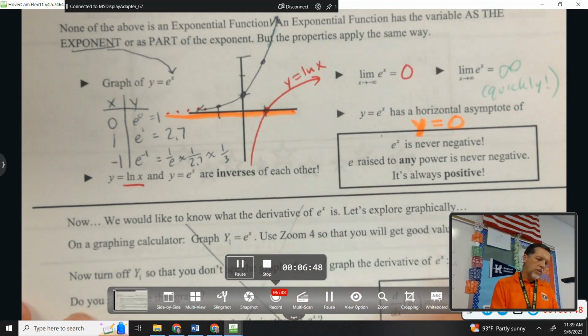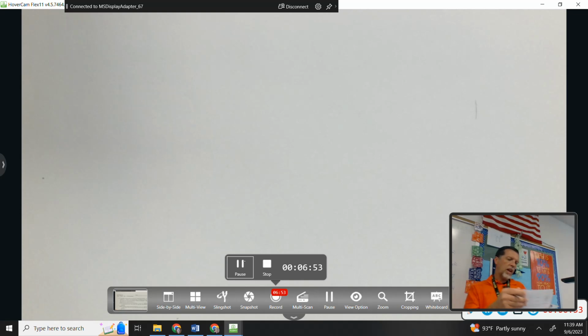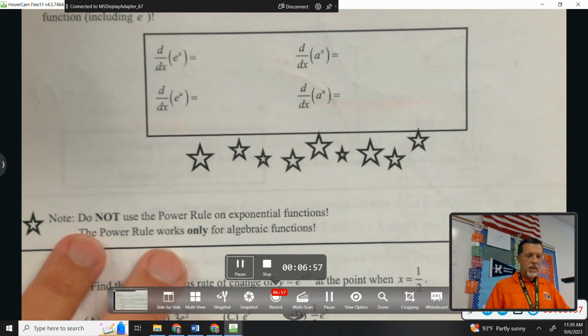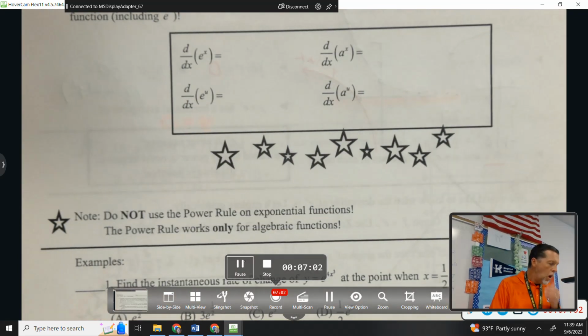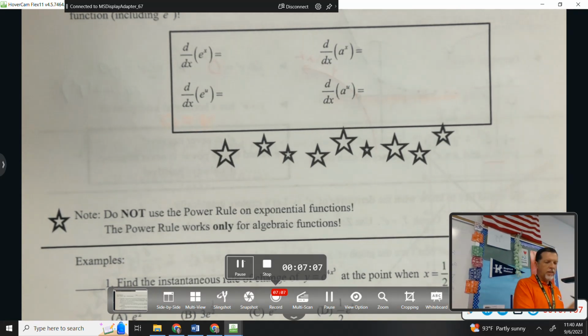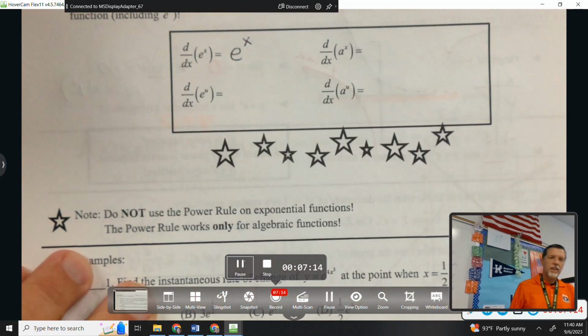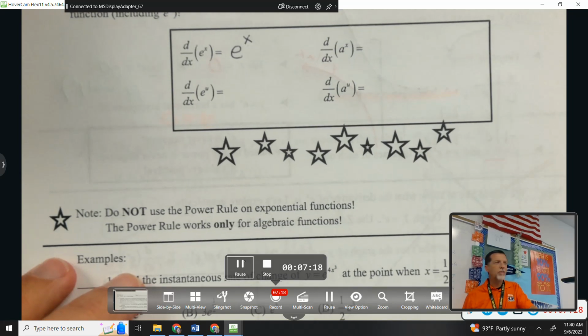All right, we're going to skip over the derive, discover stuff because it takes too long. Let's jump to the box here, the important box with our answers in it. So the derivative of e to the x, here's the big thing for today. The derivative of e to the x is e to the x. It's the only function that's like that, where it is its own derivative.